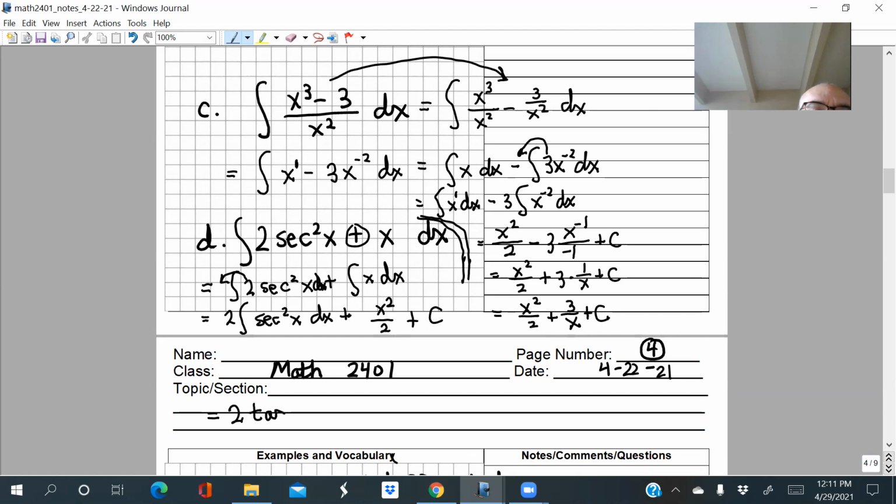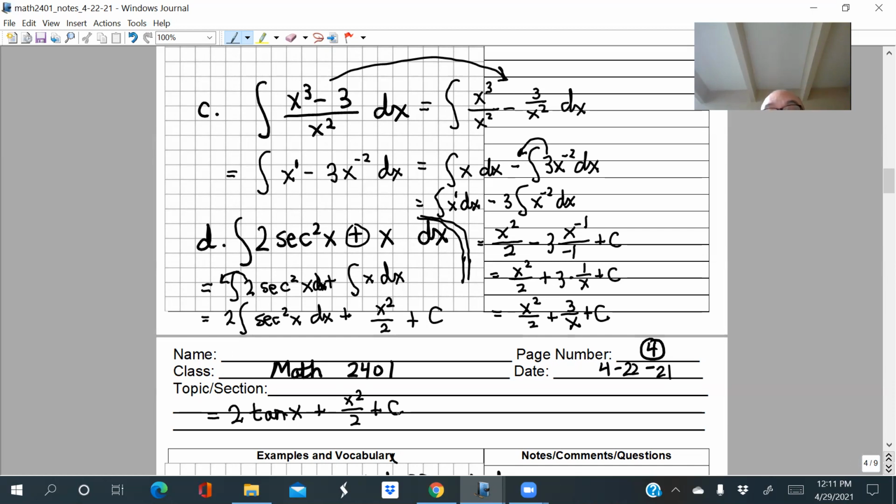So if you've been memorizing your derivatives of trig functions, you'll recall that the derivative of tangent is secant squared. So that means the antiderivative of secant squared is tangent. Now, don't forget, it's multiplied by 2. You have to keep the 2 there. And then, of course, you've got this second term, x squared over 2 plus your constant.